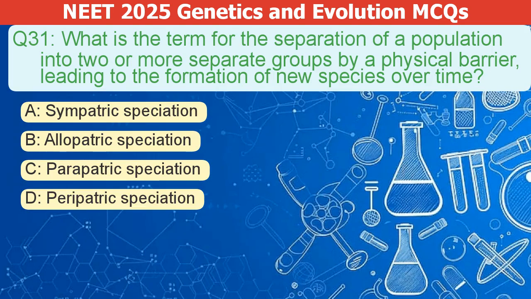What is the term for the separation of a population into two or more separate groups by a physical barrier, leading to the formation of new species over time? A. Sympatric speciation. B. Allopatric speciation. C. Parapatric speciation. D. Peripatric speciation.